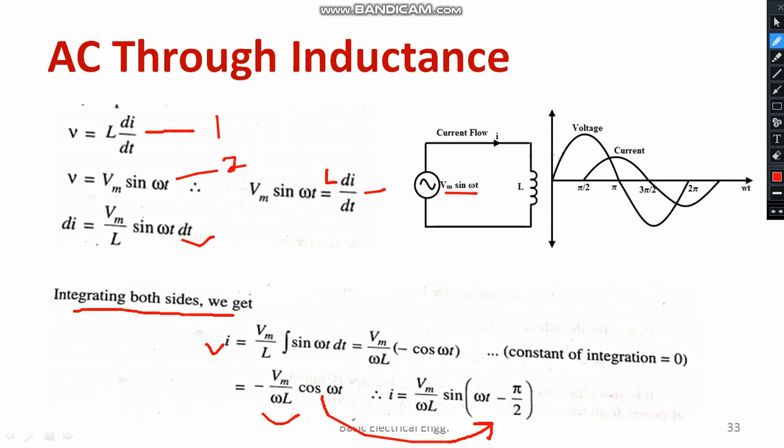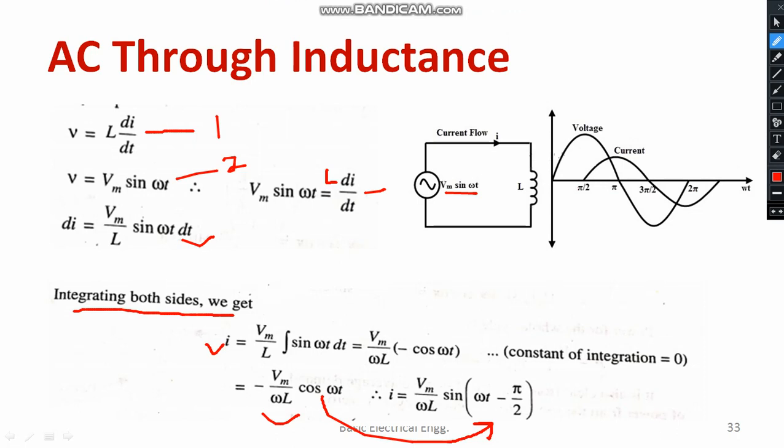Thereby, minus and minus both will cancel. Here I can write I is equal to Vm by omega L into sin omega t minus pi by 2. I think it is clear. So please note this down: I is equal to Vm by omega L into sin omega t minus pi by 2. So we have got the equation.